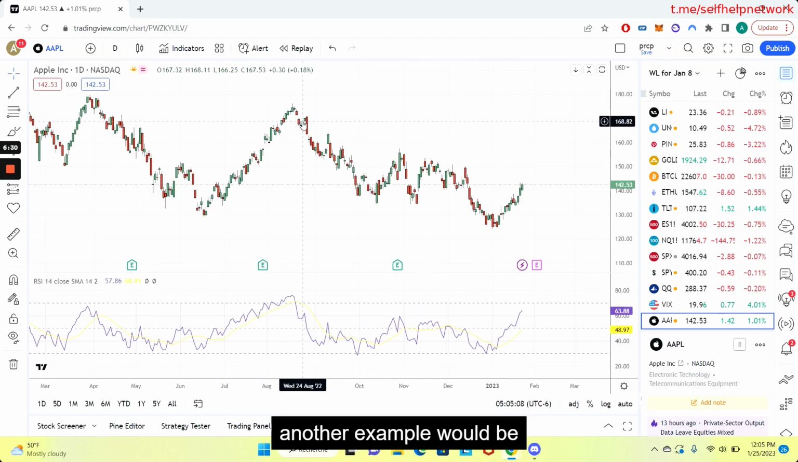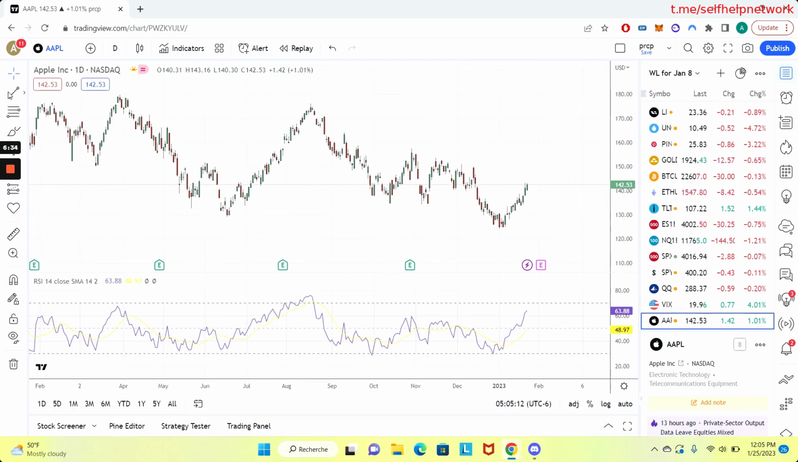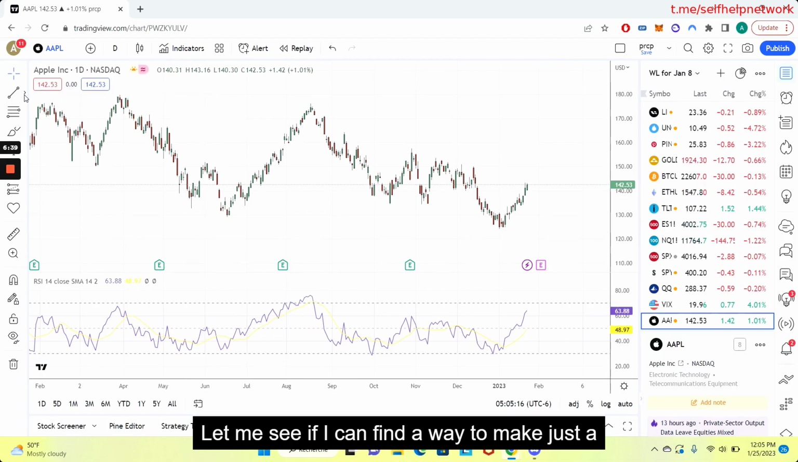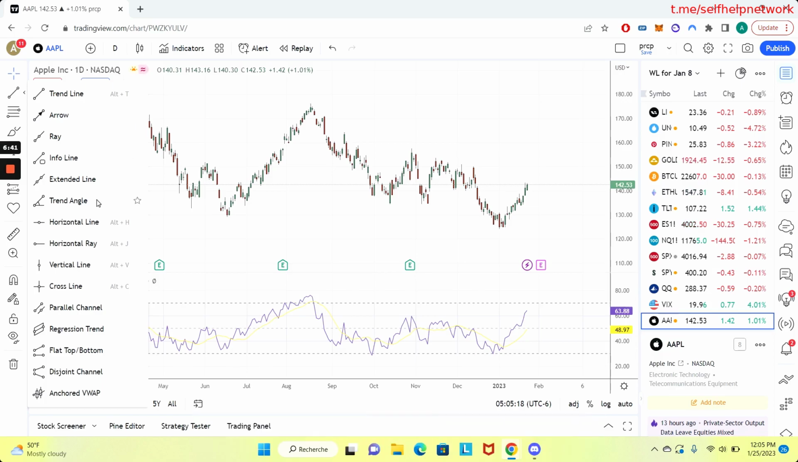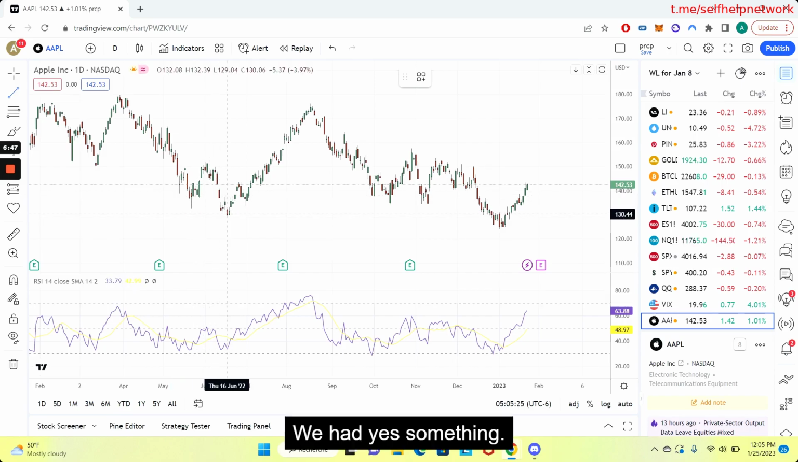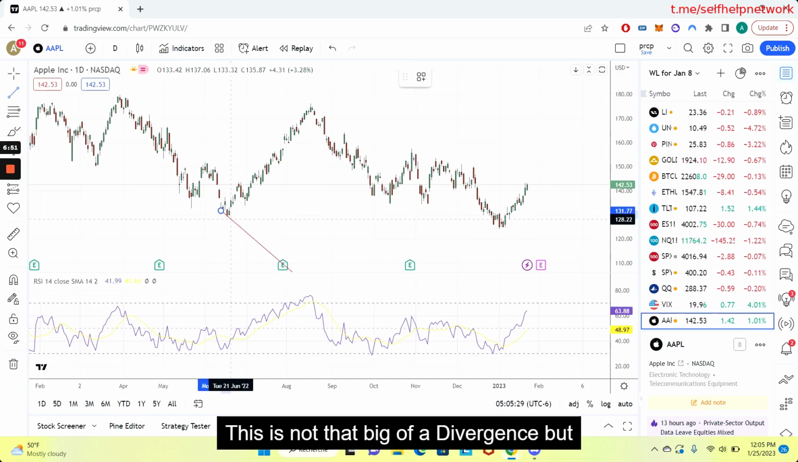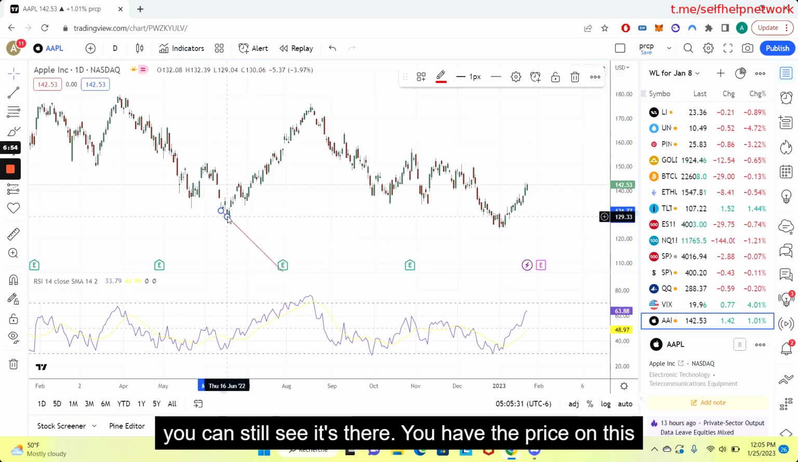Another example of a divergence would be something like this. Let me see if I can find a way to make just a line. Trend line it is. Alright. We had, yes, something. This is not that big of a divergence, but you can still see it's there.